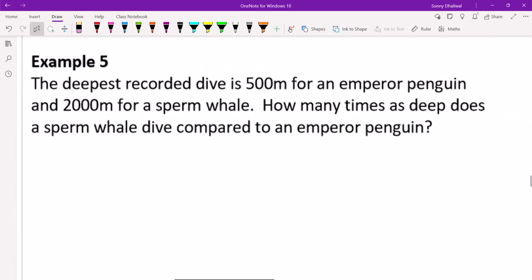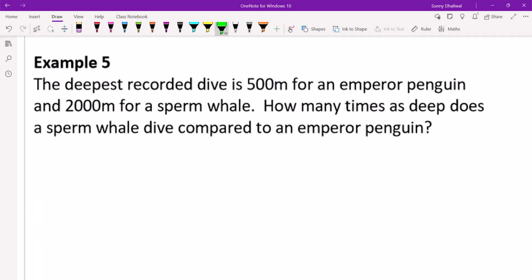The deepest recorded dive is 500 meters for an emperor penguin and 2,000 meters for a sperm whale. That's a strong whale. How many times as deep does the sperm whale dive compared to the penguin? 4. And how did you come up with 4? 5 times 4 equals 20, or 5,000 times 4 equals 20,000.